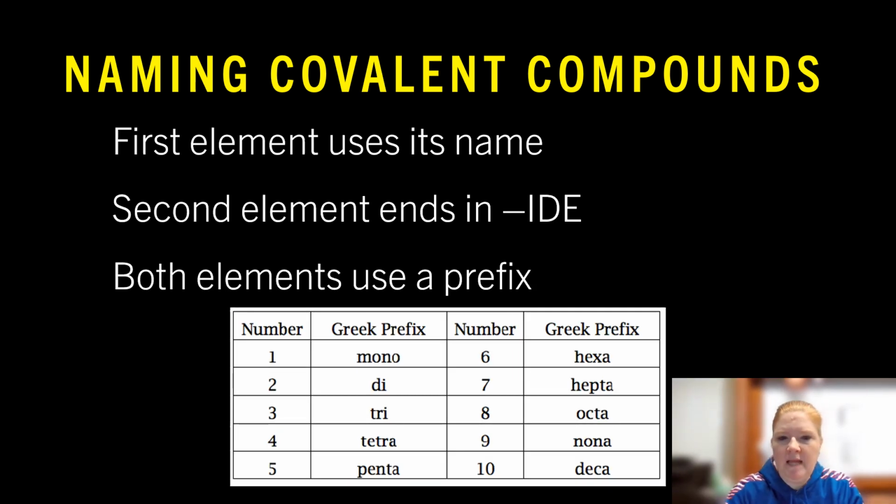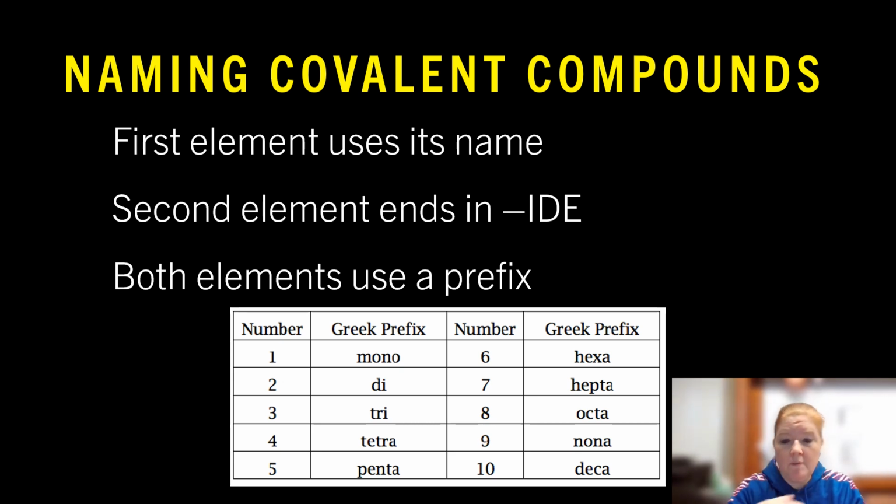So again, when we name covalent compounds, we use these prefixes. You can see them all here. The first element uses just its name. So if it's a P, we say phosphorus. If it's an O, we say oxygen, okay? If it's a C, we say carbon. The second element has to end in IDE. Well, it's just like ionic, so that's easy. And both elements are going to use a prefix, okay?